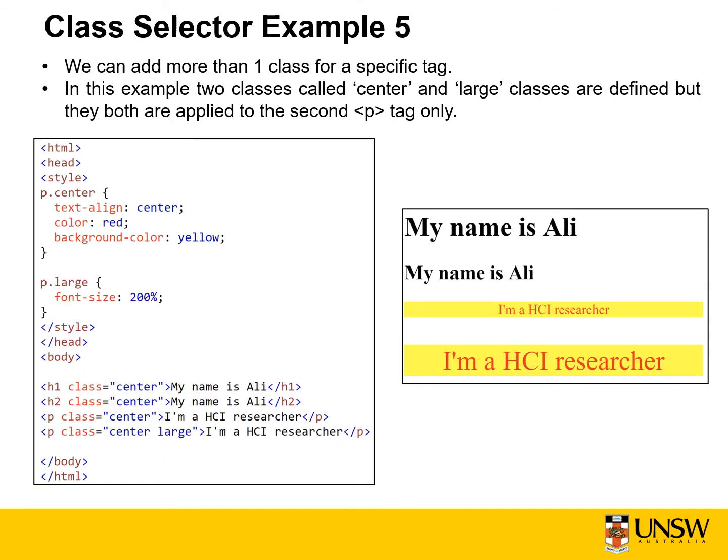When you need to categorize the styles that you want to apply for a tag, you should define more than one class for that tag. In this case, you can apply only one or all the classes to the tag. In this example, 2 classes called center and large are defined. The center class is applied on the first p tag, and both classes are applied on the second p tag.